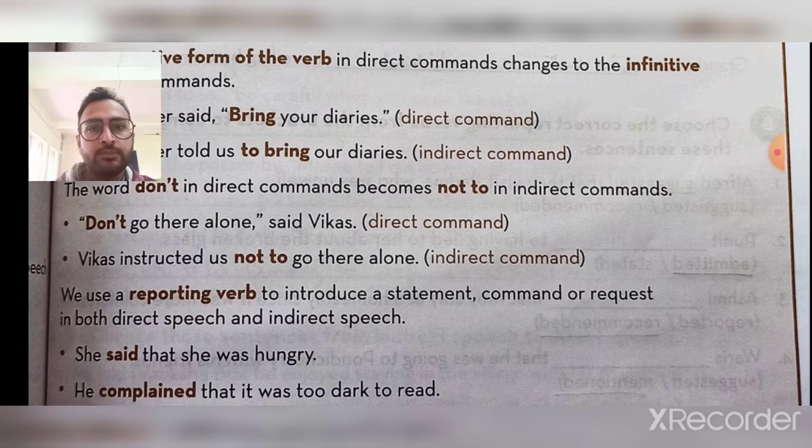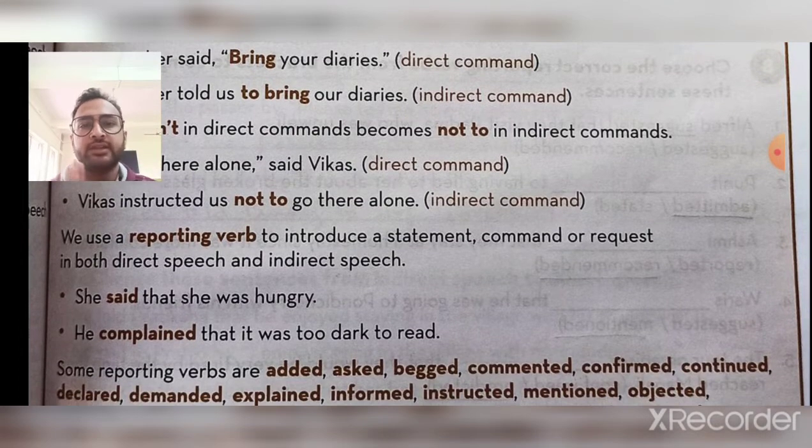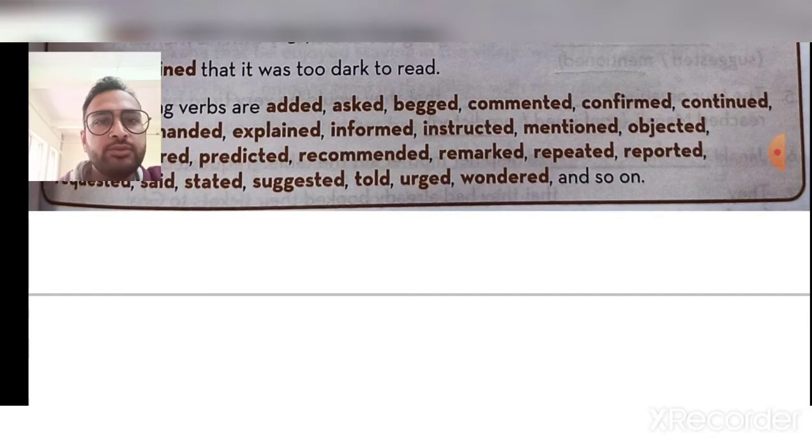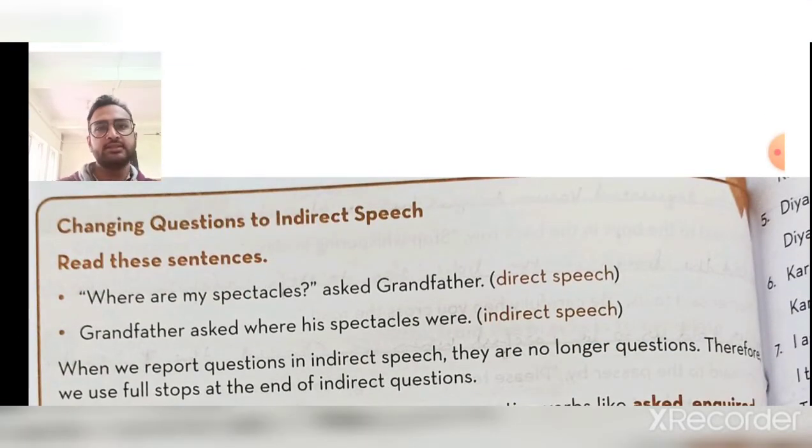So, we use a reporting verb to introduce a statement, command or request in indirect speech. She said that she was hungry. He complained that it was too dark to read. Some of the reporting verbs are below. Added, asked, begged, confirmed, continued, declared, demanded, explained, informed, instructed, mentioned, objected, etc. Please read all the words. It will help you identify these sentences.